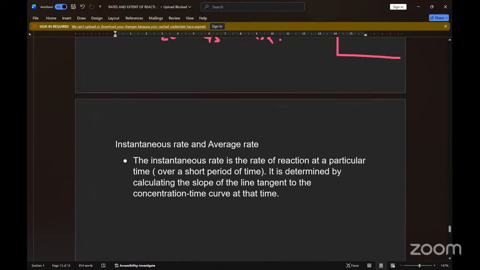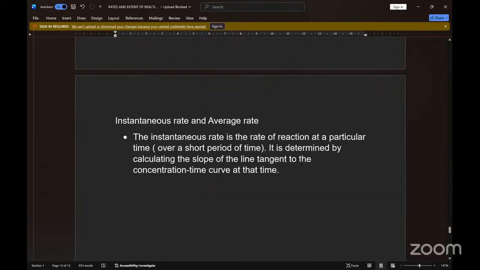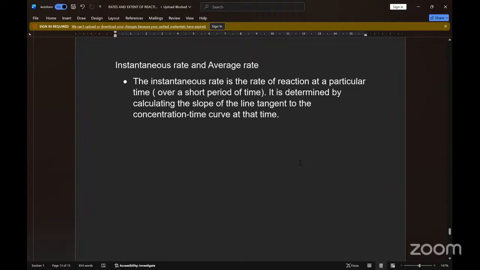Now we are going to talk about instantaneous rate and average rate. For those of you who do mathematics, this shouldn't be a problem. The instantaneous rate is just the rate taken over a short period of time. So let's say you have something like this. Let's say this is concentration and this is time.